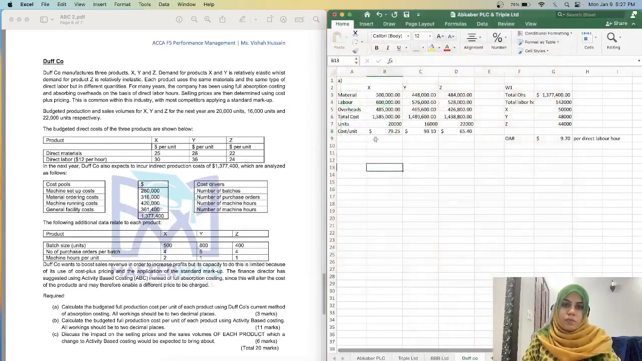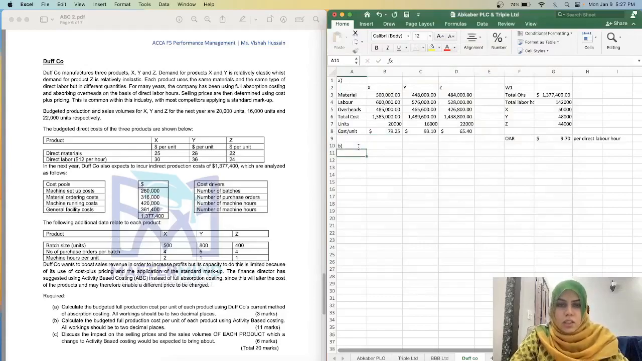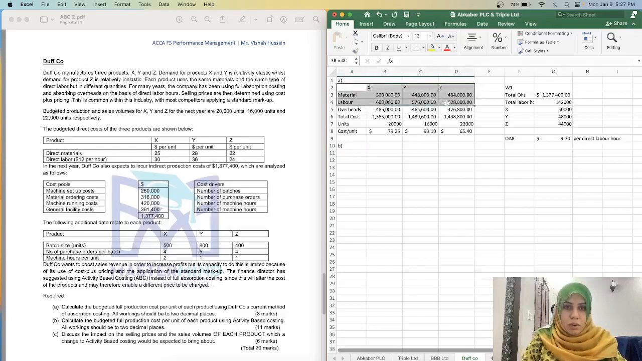So this is the answer to our part A. Let's compute the answer to our part B. But first let's copy this bit.